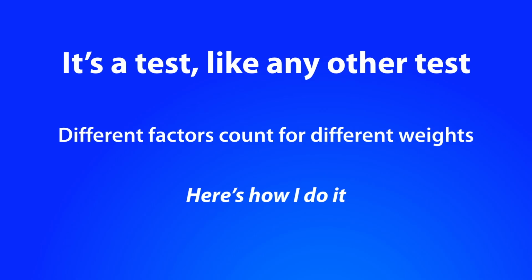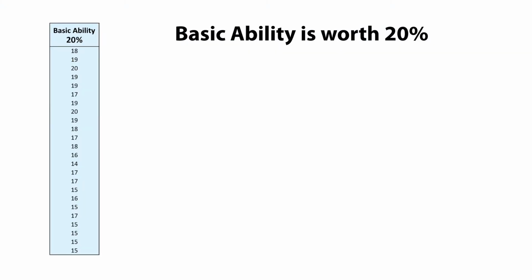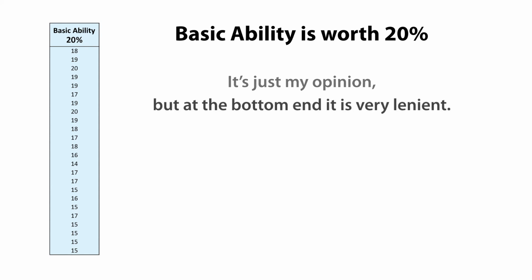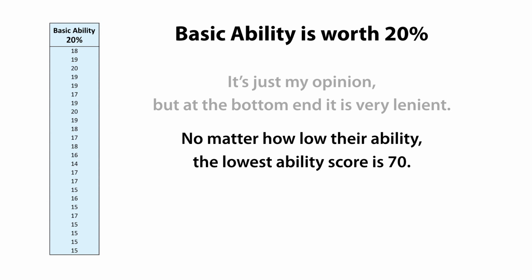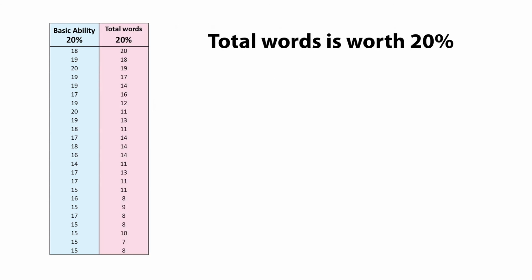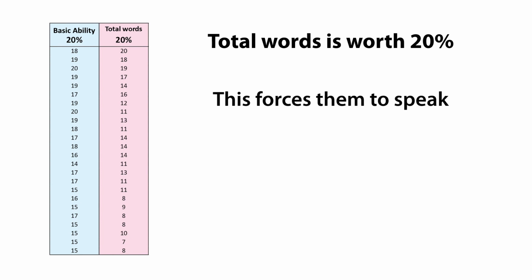Here's how I do it. Basic ability is worth 20%. It's just my opinion. But at the bottom end, it's very lenient. No matter how low their ability, the lowest ability score is 70. Total words is worth 20%. This forces them to speak.